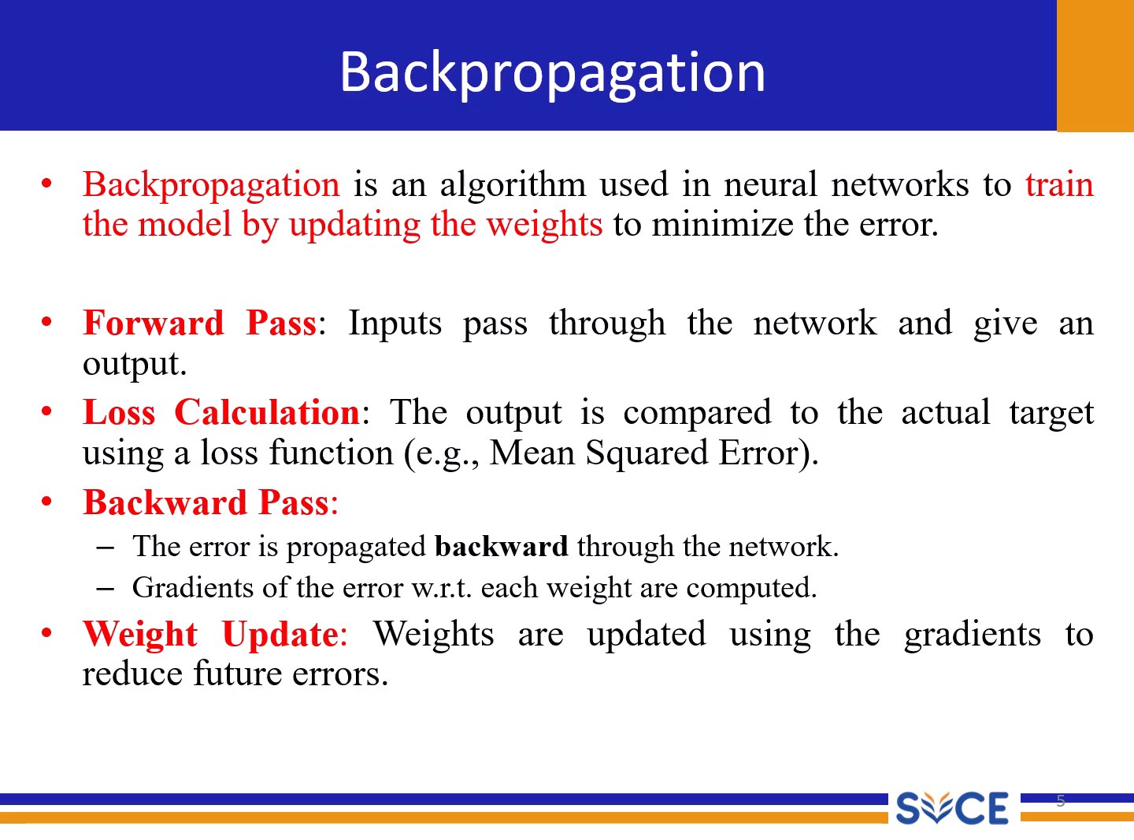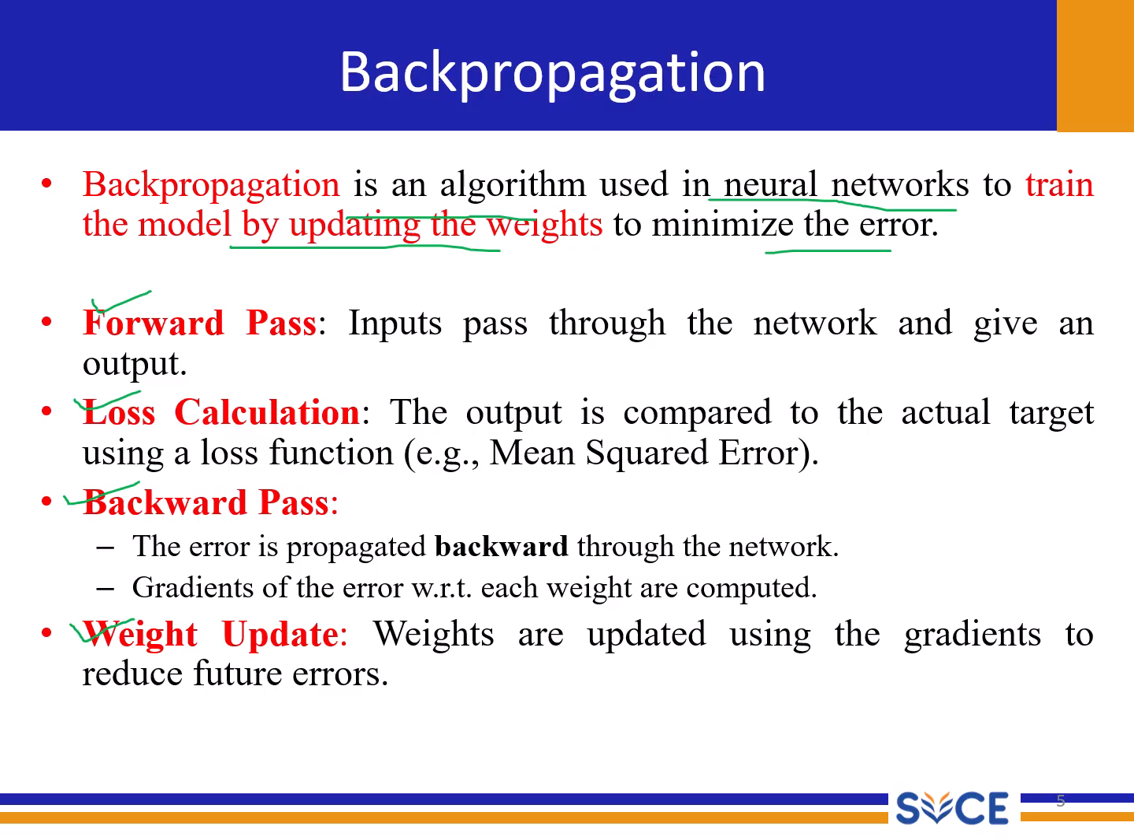So backpropagation is an algorithm which is used in the neural network to train the model by updating the weights to minimize the error between the original value and the predicted value. Backpropagation algorithm works in four steps. The first one is the forward pass, then calculating the loss, then backward pass, then update the weight.